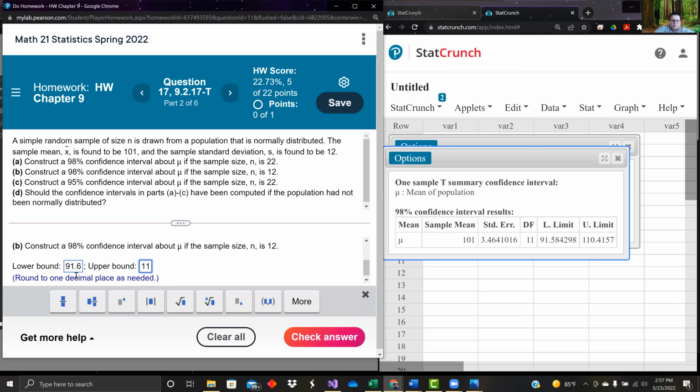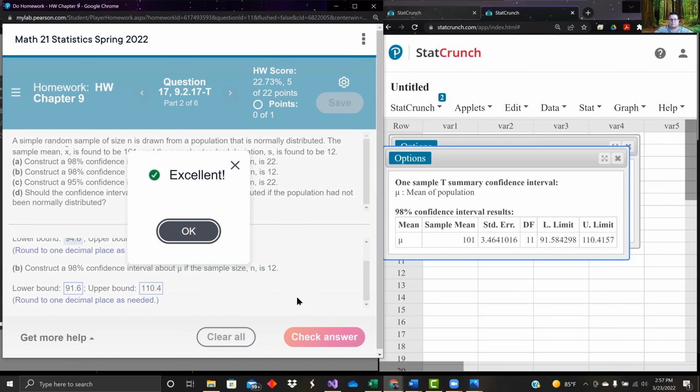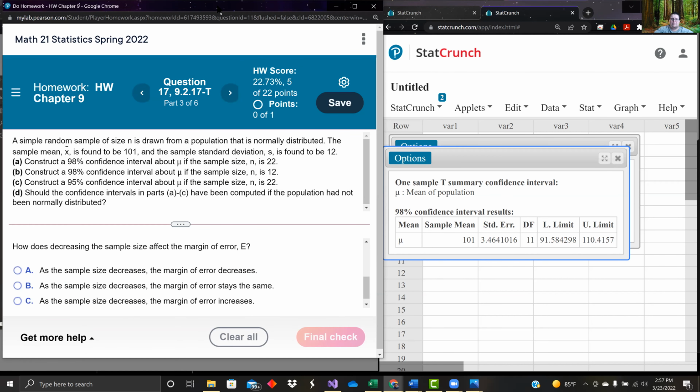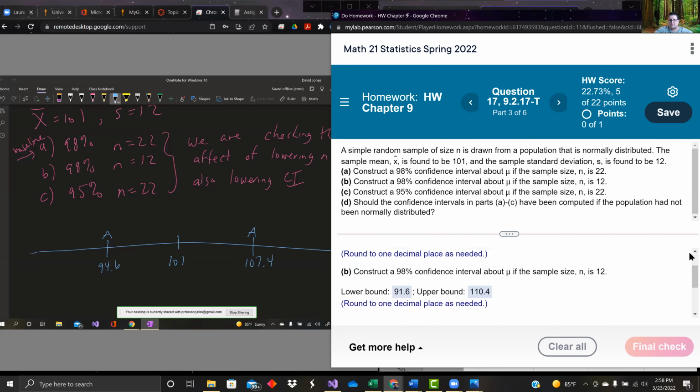And 110.4. Those are correct. And I'm going to come over here and mark those down. 91.6 is left of here. .6 is right there.